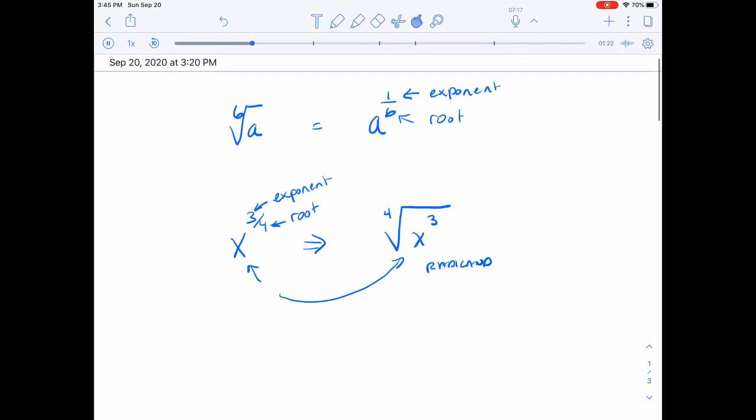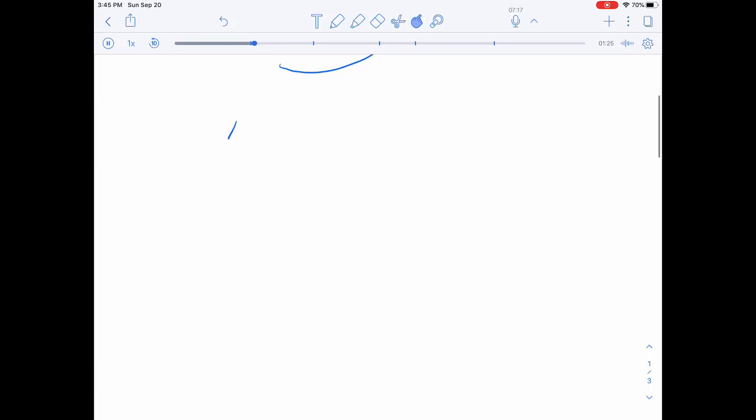Let's try another. How about let's rewrite the expression x to the 1/6 over x. Well, let's use our quotient property of exponents and rewrite this as x to the 1/6. And really this is technically x raised to the first power in the denominator. So I'm going to bring that upstairs and change that to a -1. Then, using the product of powers with the same base, I know that I can add my exponents.